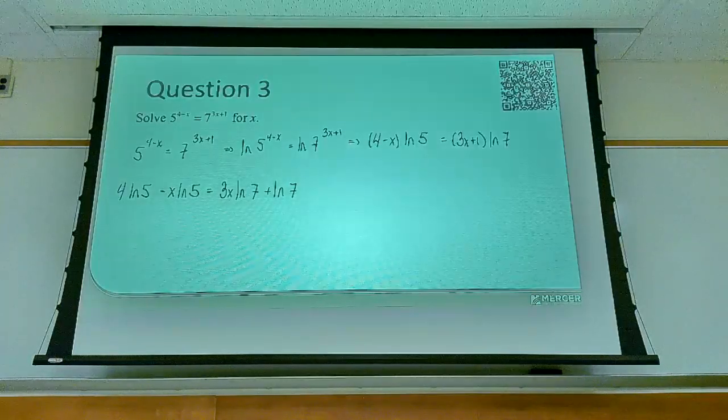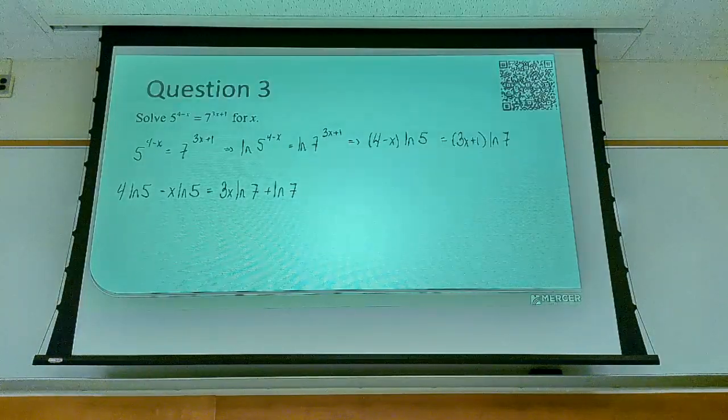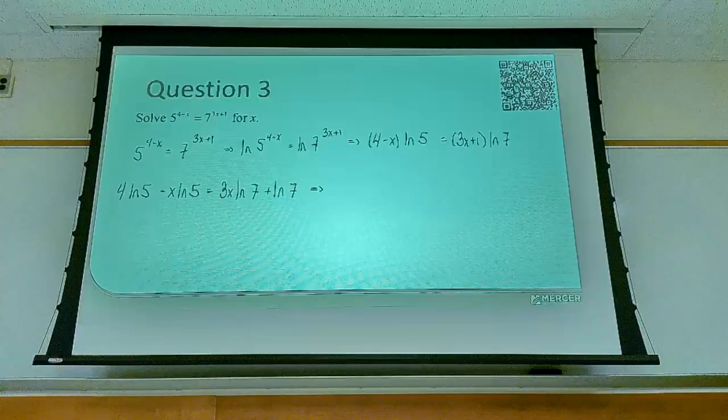Now remember, natural log of 5, natural log of 7, they're just numbers. This is a linear equation now. Move all x terms to one side, move all other terms to the other. Let's keep the x's positive. For this problem then, let's move all the x's over to the right-hand side, plus x, and everything else to the left-hand side. So subtract log 7, add x log 5.